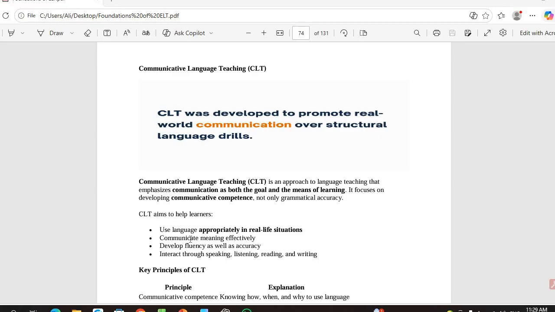It aims to help learners to use language appropriately in real-life situations, to communicate meaning effectively, to develop fluency as well as accuracy, and to interact through speaking, listening, reading, and writing.